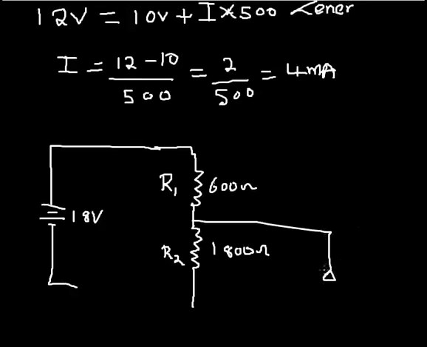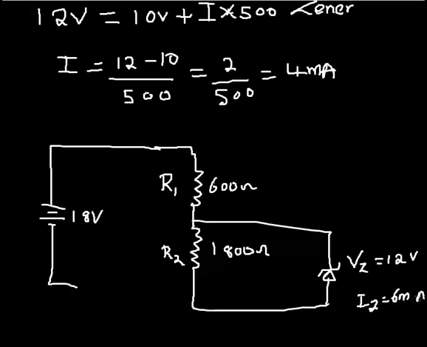Okay, I'll connect a Zener diode whose Zener voltage Vz is equal to 12 volts, and the maximum current Iz. This Zener voltage is called the rating of the Zener.